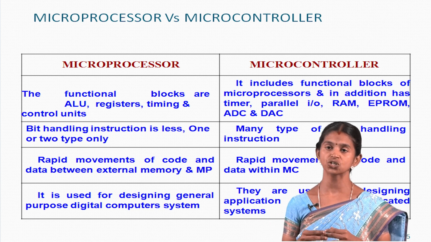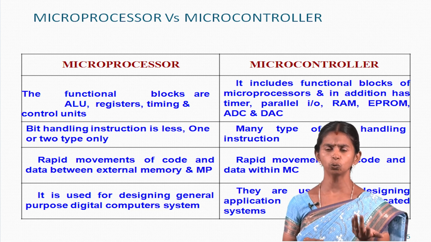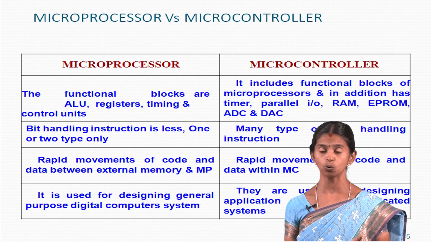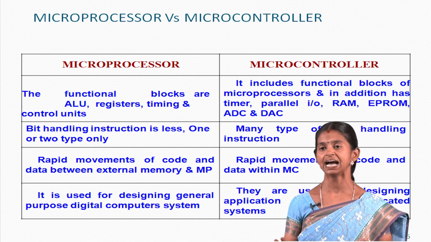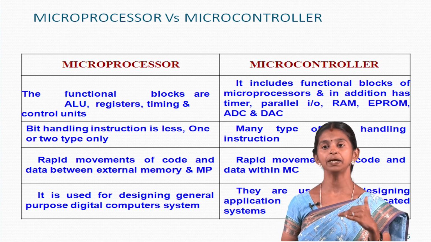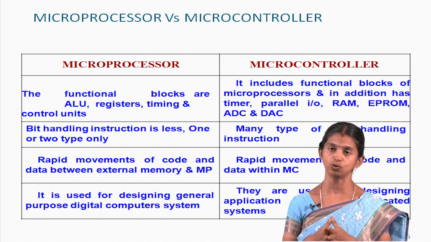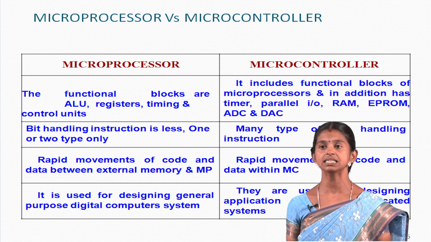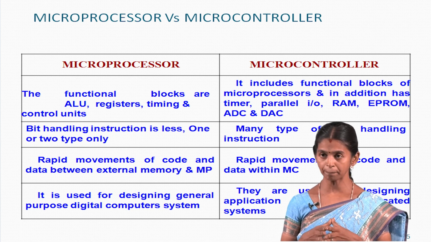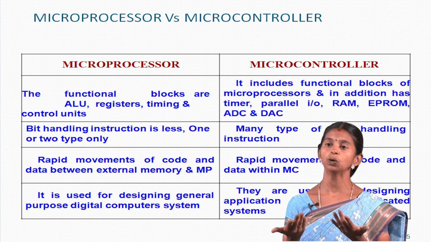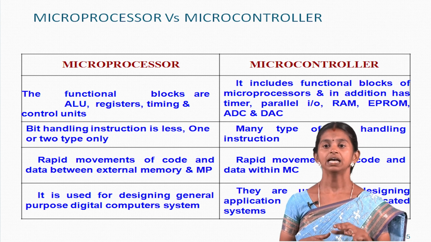Bit handling instructions are fewer: only one or two types are available in the microprocessor, whereas in the microcontroller many types of bit handling instructions are there. Rapid movement of code and data between external memory and MP is used in the microprocessor, whereas in the microcontroller there is rapid movement of code and data within the MC itself.